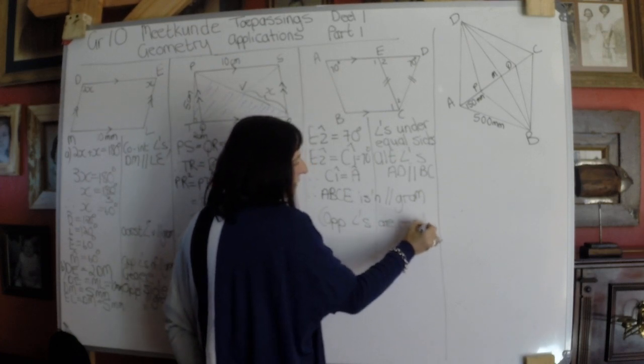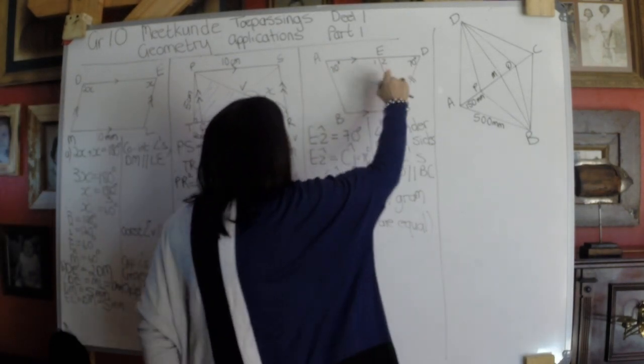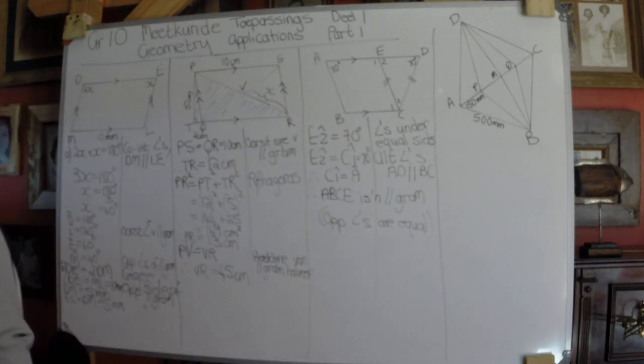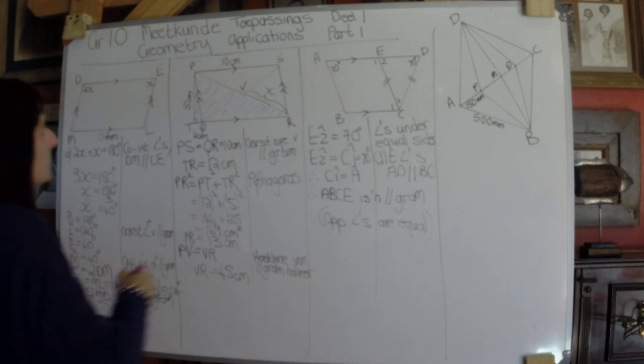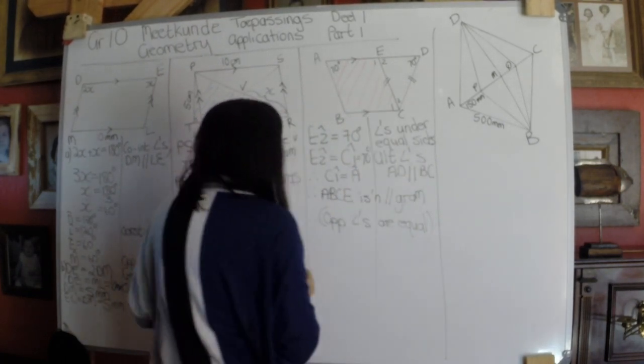Kom ons gaan kyk gou weer. Maklikste manier om te bewys hierdie ABCE is 'n parallelogram. Let's just quickly color this quadrilateral. We must prove this is a parallelogram.